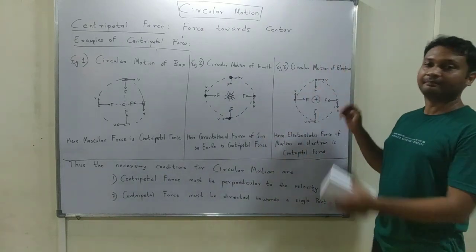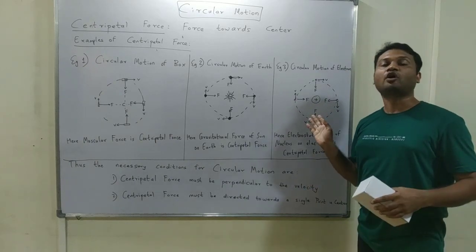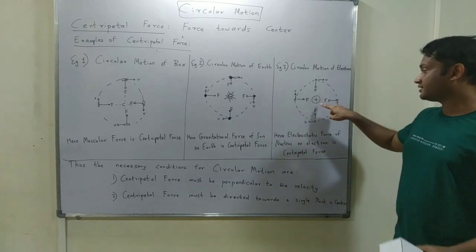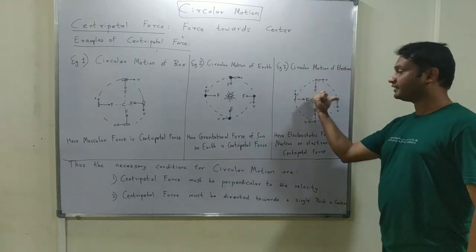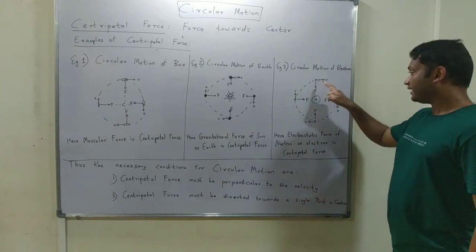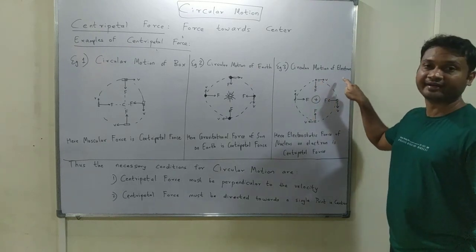Coming to our final example of motion of electron. As we all know, the electron moves in circular orbit around the nucleus. This is the nucleus. The nucleus always attracts the electron towards itself by electrostatic attractive force. At this point, the velocity of electron is in tangentially rightward direction.